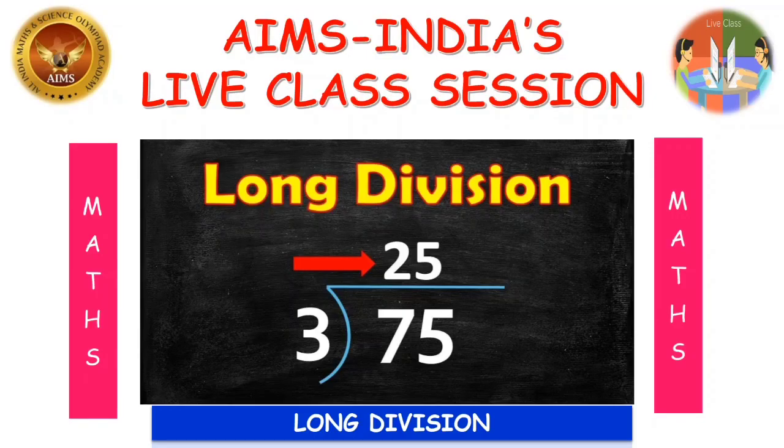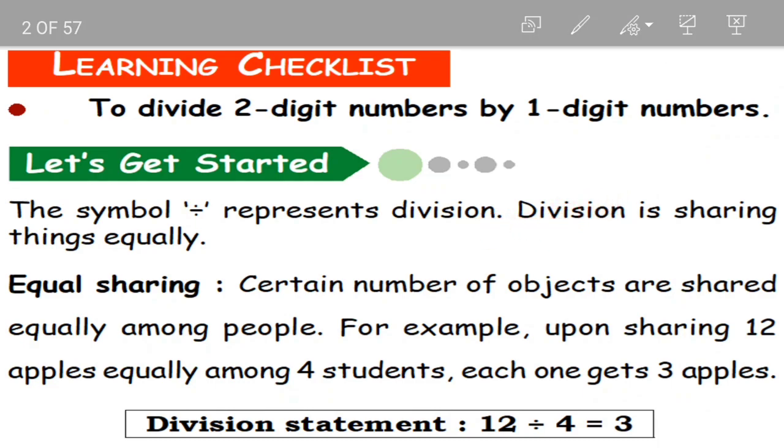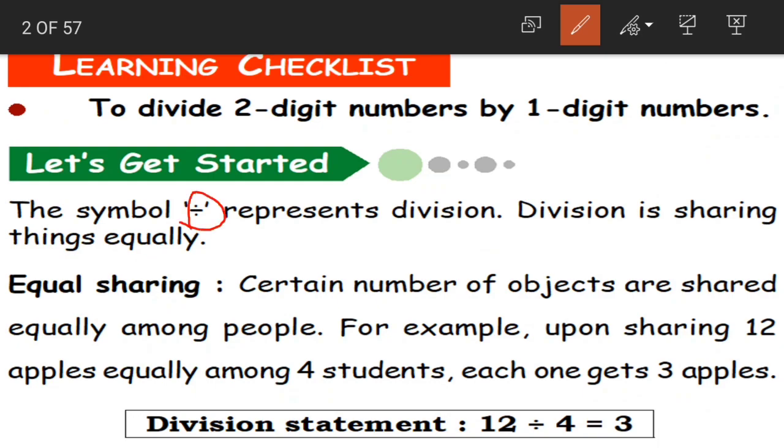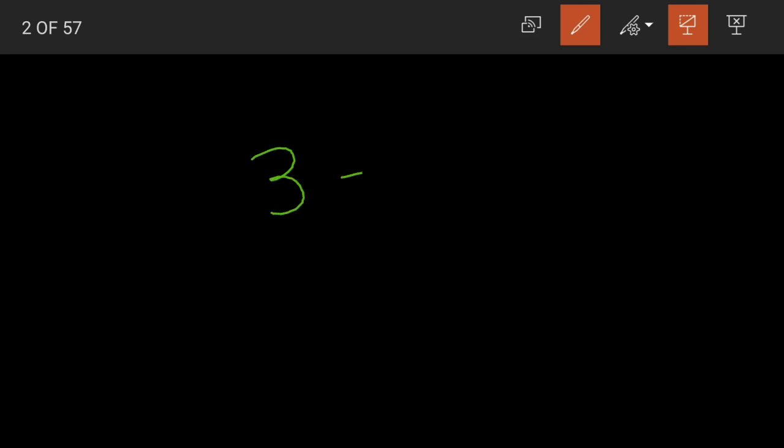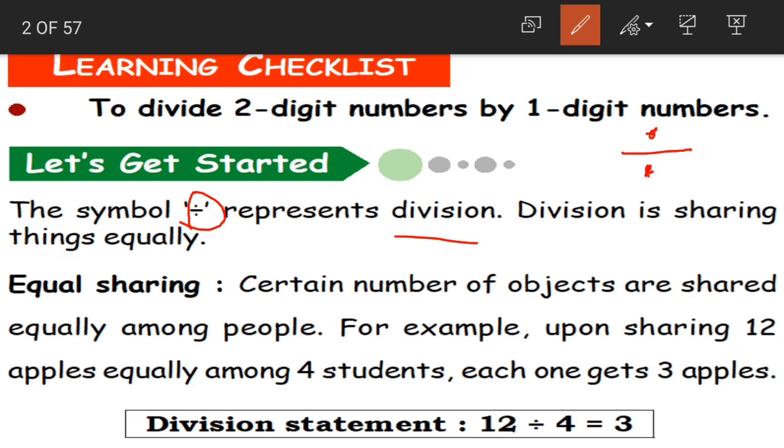So in today's class, we'll be starting the topic of long division. Now before getting started with division, let us learn what division means. Now the symbol divided by, are you seeing this symbol, children? One line with a dot above and a dot below. So this represents division. Whenever you have two numbers like this, 3 divided by 1, this symbol represents division. You have to divide 3 by the number 1. Okay. Division is sharing things equally.